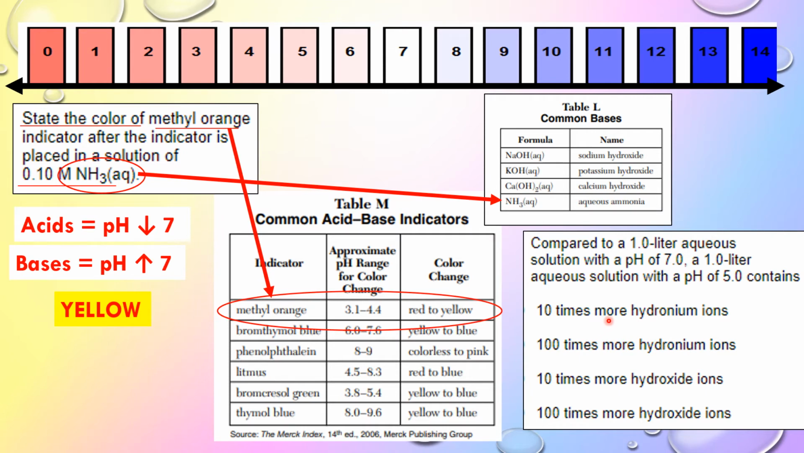Okay, so again, looking at the pH scale, a 1 liter solution has a pH of 7, and a 1 liter solution has a pH of 5. So looking at our scale here, we're going from 5 to 7. I want to compare the two. Going from 5 to 6 is going to be 10 times stronger. Going from 6 to 7 is going to be another 10 times.